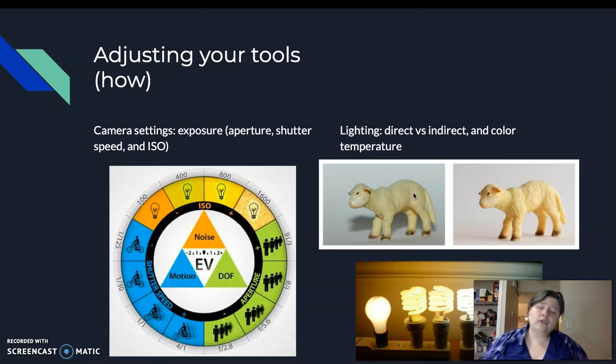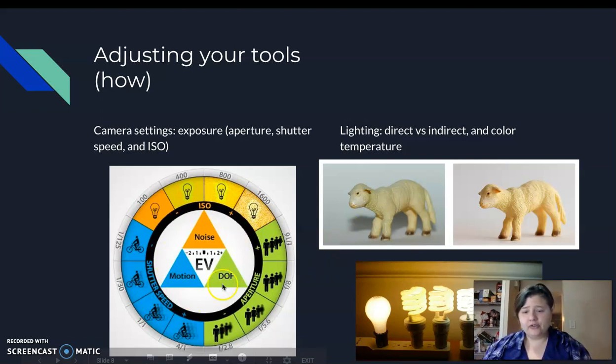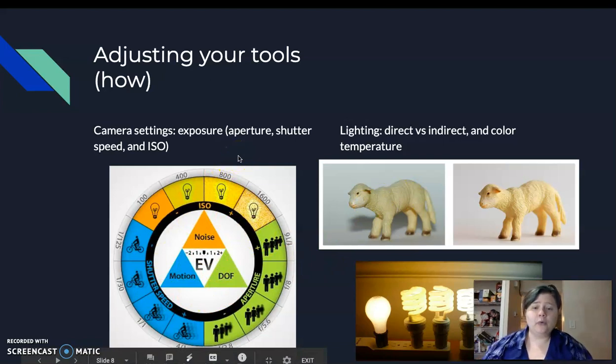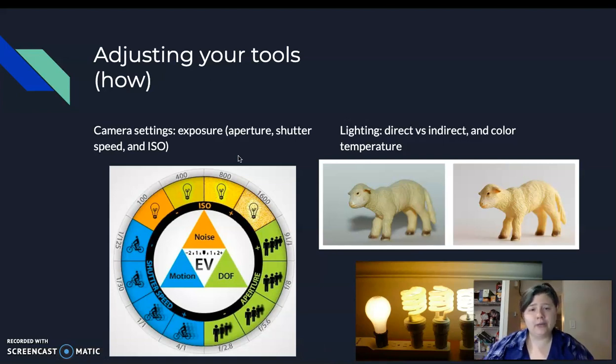Cameras, and especially the ones that we're using, focus on exposure. It's got this nice triangle, and that's what this dealio in the center is here. And that's composed of aperture, shutter speed, and ISO. So these are the things that determine how your camera is able to capture your picture. Lighting is broken down into direct versus indirect and color temperature.